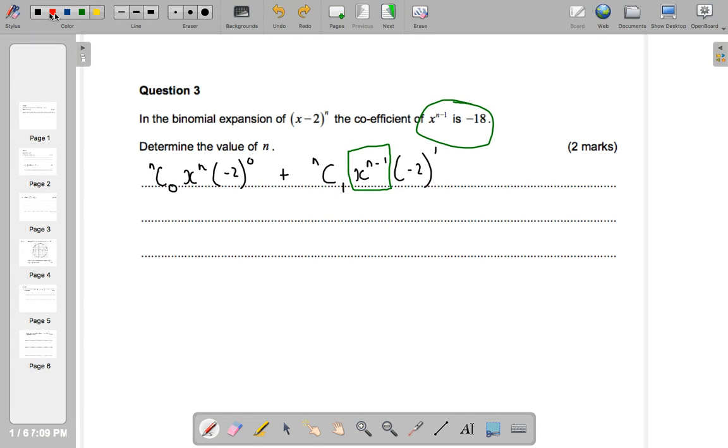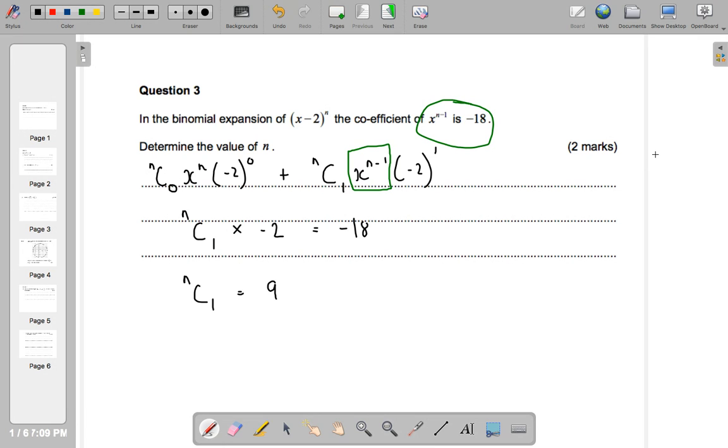So if I now go back to these two here, that means that nC1 times -2 to the power of 1, which is -2, has to equal -18. Because that's the coefficient. Those two multiplied together will be the coefficient of x to the power of n minus 1. So that means that nC1 equals -18 divided by -2, which is 9.